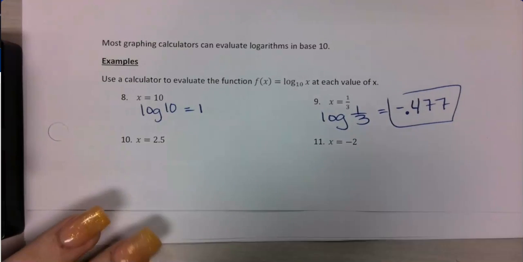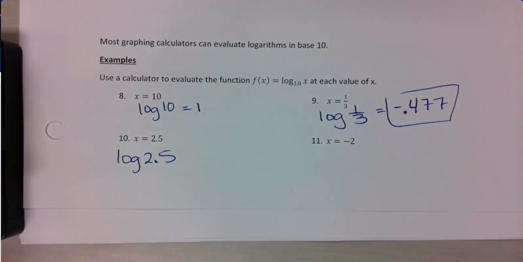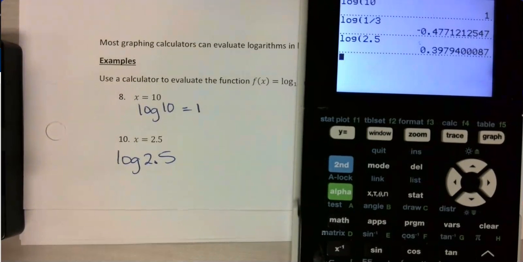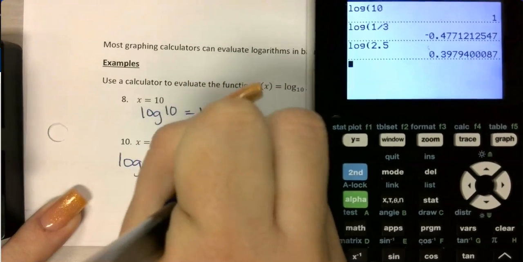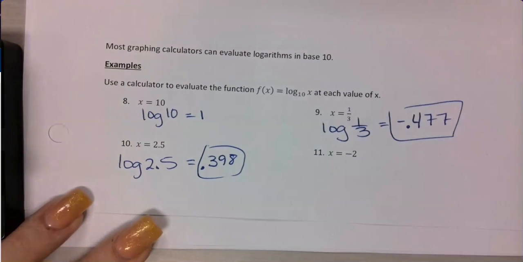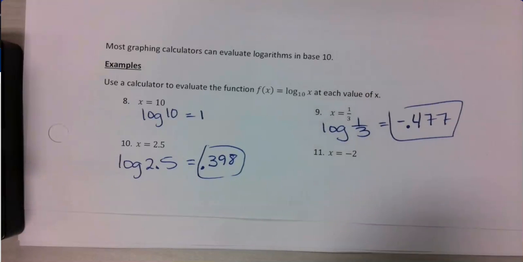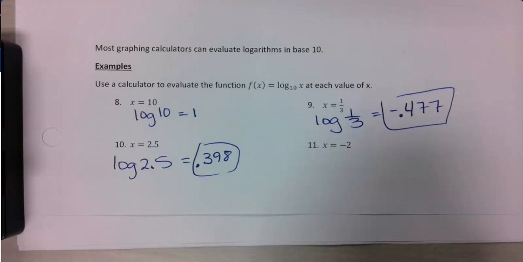Okay, same thing for 2.5. So just going to press the log button and then type 2.5, which gives me 0.398. Yeah, log base 10 is your basic log. Any other base, we need to do something different, and we'll do that Thursday.